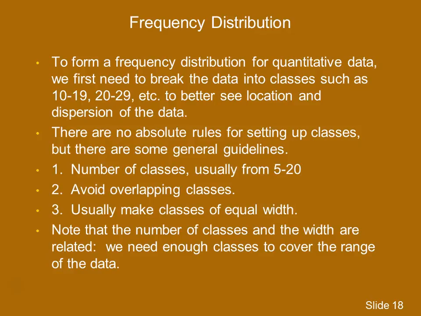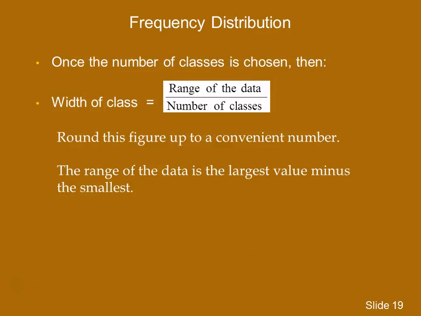You should avoid overlap in your classes. I'll show you that a little bit more in a moment when we get to a distribution. You want to keep the classes of equal width for comparison purposes. And if you think about it for a moment, we have to have enough classes, and they have to be wide enough to cover the entire range of the data. One way to do this is choose the number of classes you want, and then we can say the width of the class has to be the range of the data divided by the number of classes that you've chosen. And since this will usually turn out to be a fractional value, we can round it up to a convenient number.